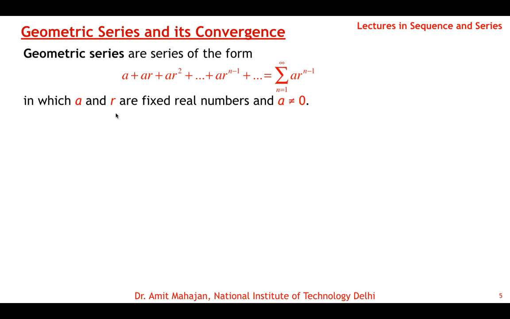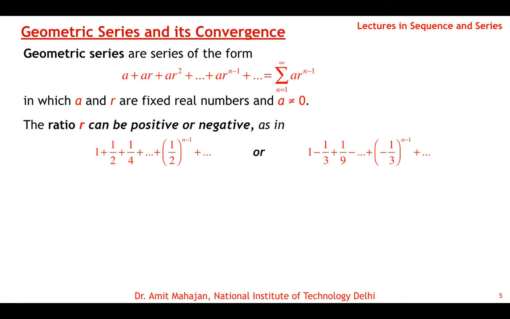r is also called the common ratio, and this ratio r can be positive or negative, as in this example or in this example. In this particular case r is positive. You can see that if a is 1 and this is ar, then r is half, which satisfies the next terms and so on. So here r is half, a positive number, and in this case r is minus 1/3, again a negative number. So r can take positive as well as negative values.